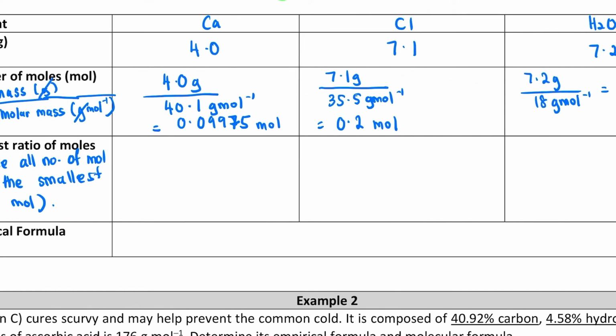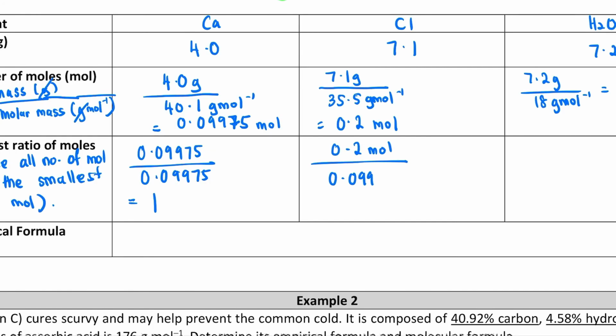Dan next kita dah tahu dah apa kita nak buat. So 0.09975 divide with 0.09975 juga. So without pressing your calculator, you can determine the answer lah, equal to 1. Next one, 0.2 mole divide with 0.09975 mole. Mole and mole cancel out. Ni pun sama actually if you want to write the unit. But unit is compulsory for final answer only. During your calculation tak tulis pun tak apa.